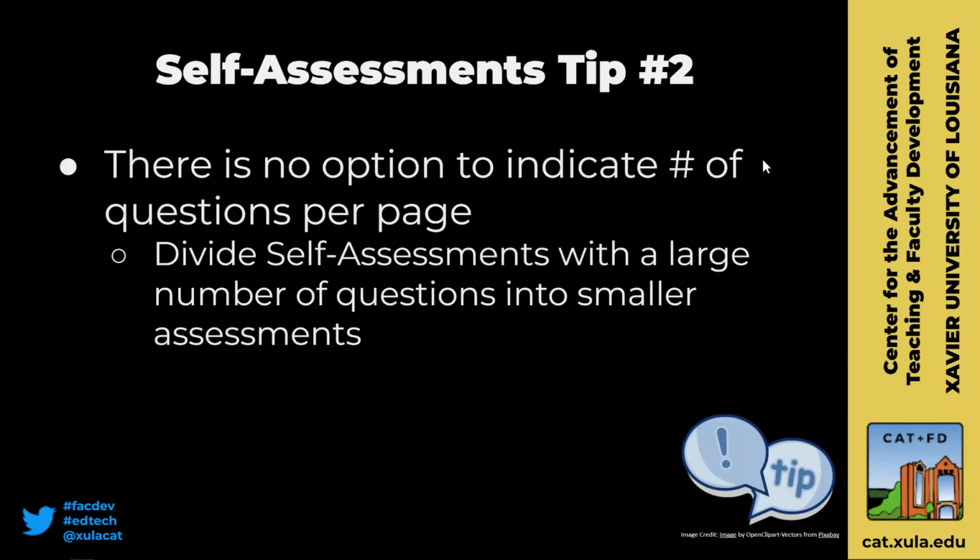Tip number 2, there's no option to indicate the number of questions per page. You may have noticed when we were in the self-assessment, we couldn't indicate that we want to see 1 question on a page or 2 or whatever. So there's no option for that. So what I suggest you do is divide your self-assessment up. If it has a lot of questions in it, divide it up into smaller self-assessments.